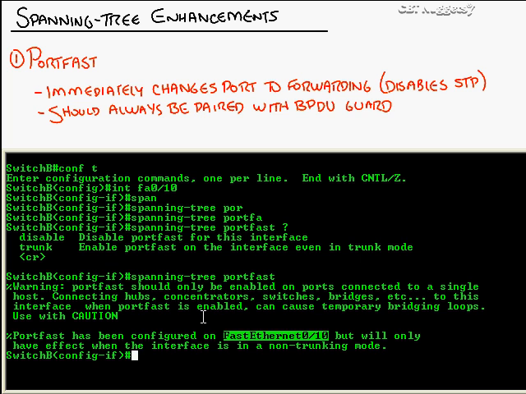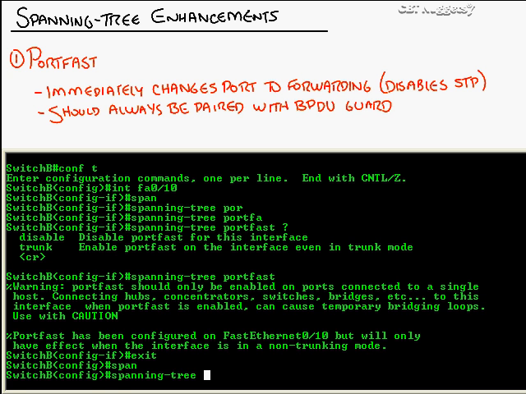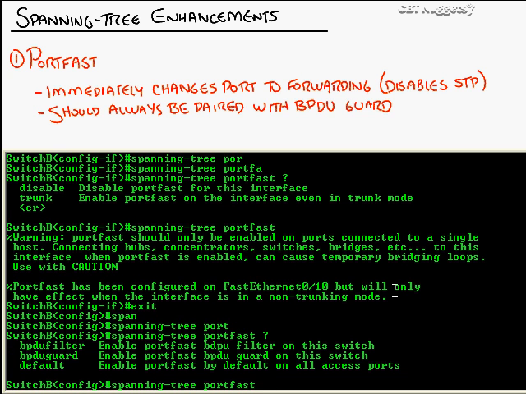And believe it or not, we can even enable PortFast on a trunk. Maybe you have two switches linked together and you want it to come up very quickly, or maybe a router on a stick style configuration. You notice my second bullet says it should always be paired with BPDU guard. This is a pretty sweet feature, and it's done from global config mode. I'll type in spanning-tree portfast, followed by, you have two options, bpduguard and bpdufilter.